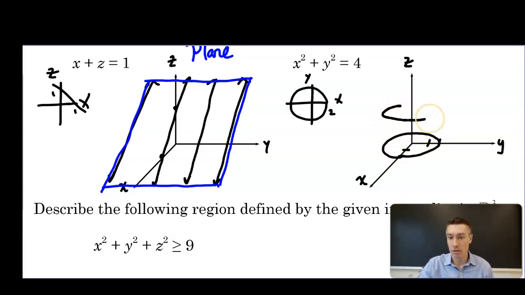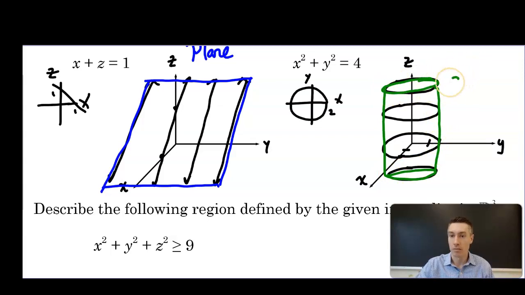Z could be 1, so we'd have a circle up here. Z could be 2, so we'd have a circle up here. Z could be -1, so we'd have a circle down there. We'd have a stack of all of these circles, an infinite number of them. And when we group them all together, it's going to create a cylinder. Right? So that circle in 2 space now extends to 3 space as a cylinder.